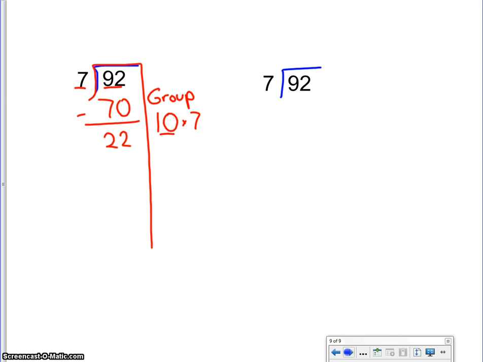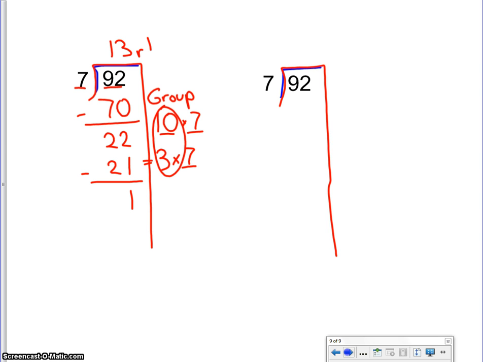Well, how many groups of 7 can I get out of 22? 7, 14, 21. I can get 3 groups of 7, which is 21. If I subtract that, I'm left with just 1. So here I have my answer of 13 with a remainder of 1. Okay, so they can do this by showing their actual groups, or they can just show the groups. So I'm going to start with 10 again. 10 times 7 is 70, 22, and 3 times 7 is 21.